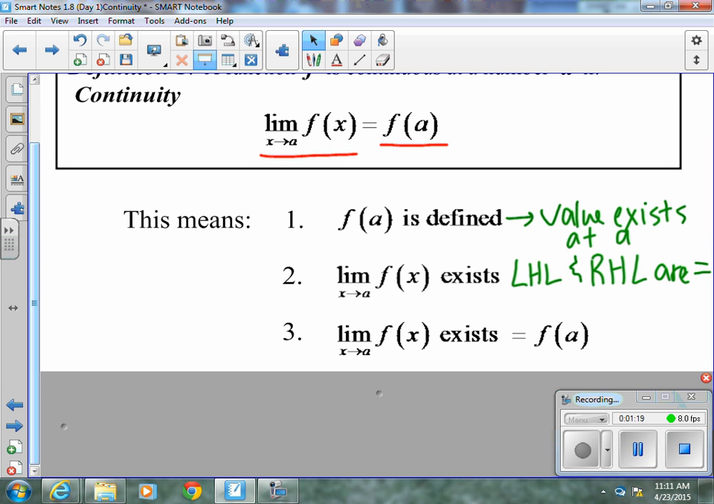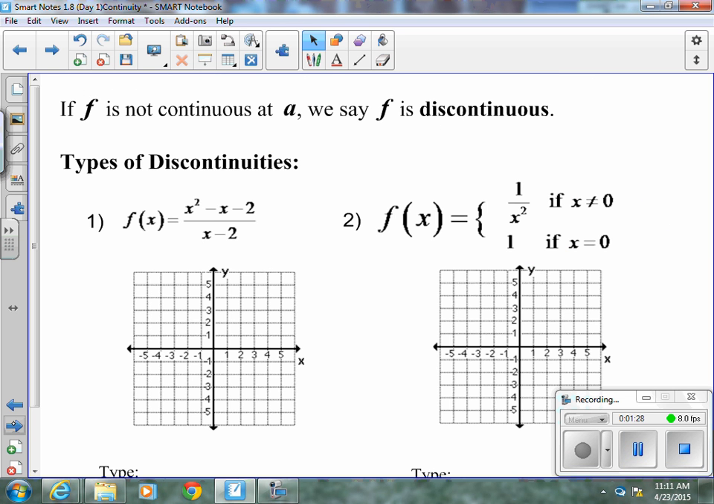A layman's way of saying this is if you can draw the function without lifting your pencil, then it's probably continuous. If it's not continuous at a, then we say f is discontinuous. So, what are some types of discontinuities?